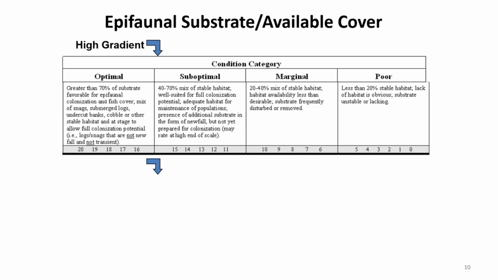I usually start with the condition category that I think is probably applicable to that stream. So let's give it the benefit of the doubt and start out with reading the optimal description. It's saying that 70% of the substrate is favorable for epifaunal colonization, including submerged logs, undercut banks, cobble, and other stable habitat. We're not talking about woody debris that's just floating past, because that doesn't have a chance for macroinvertebrates to live on it.